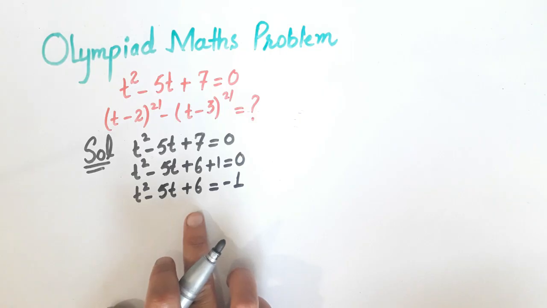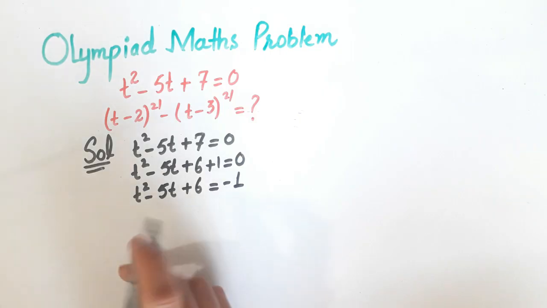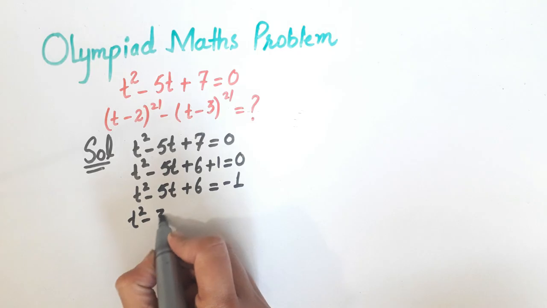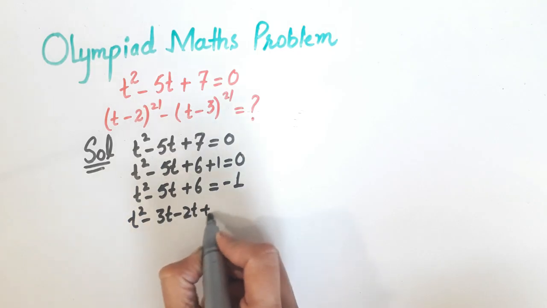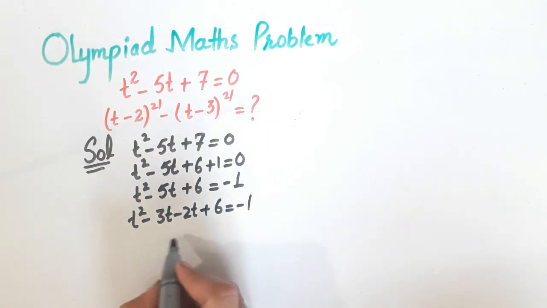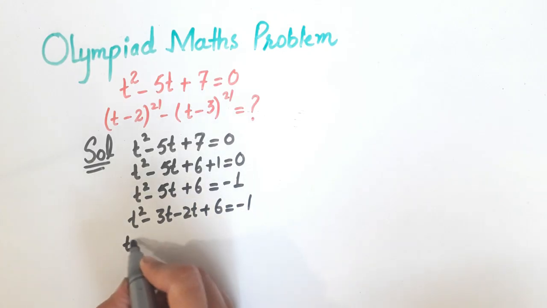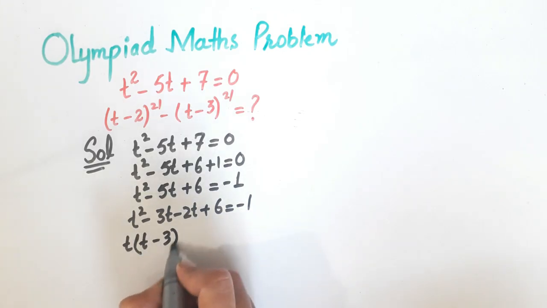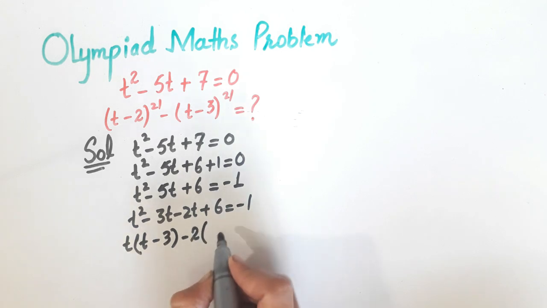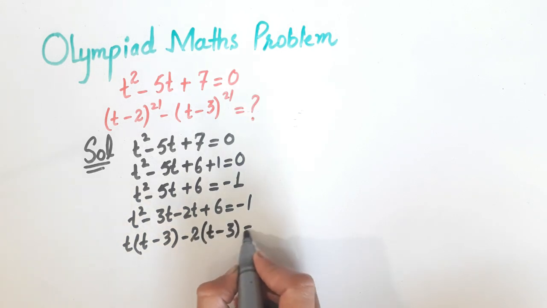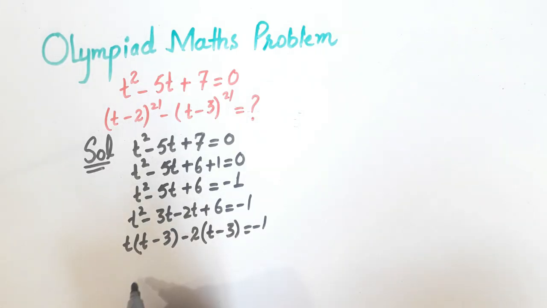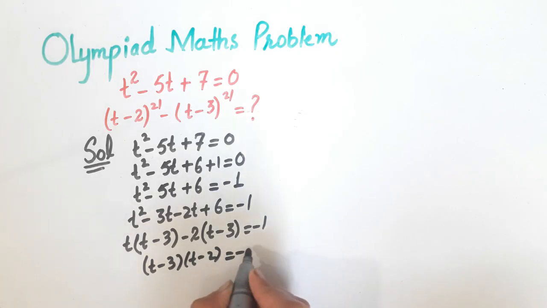Now make the factors of 6 such that when they are added they give 5. So t square minus 3t minus 2t plus 6 equals minus 1. Now we can take t common from this, remaining is t minus 3. And then take minus 2 common from this, remaining is t minus 3, and that equals minus 1. So what are the factors? We get t minus 3 and t minus 2. So these are the factors. We will write (t minus 3) times (t minus 2) equals minus 1.